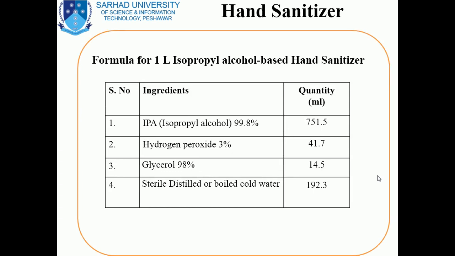After IPA you can easily calculate it. If you have the idea of this 751.5, that is IPA, and remaining two are constant in both formulas. These are similar quantity, that is hydrogen peroxide and glycerol. If we have these three ingredients, that is 751.5 and 41.7 and 14.5, add these three and subtract it from the 1000 ml, you will get the last one, that is the sterile distilled water or the boiled cold water.